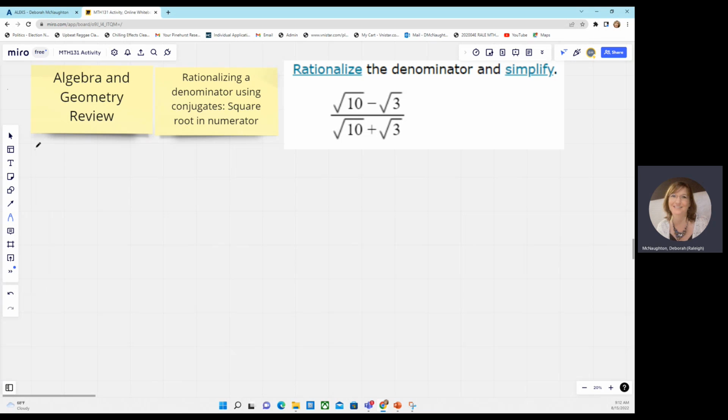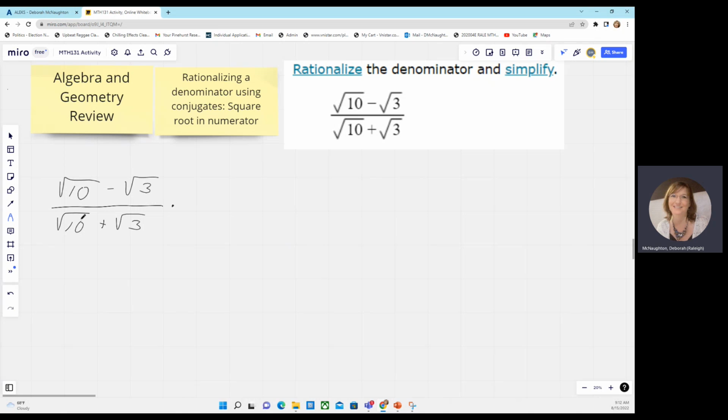So our equation that we need to simplify is the square root of 10 minus the square root of 3 divided by the square root of 10 plus the square root of 3. And the way that we do this is we need to multiply the equation by 1. And what we're going to replace 1 with is the conjugate of the denominator divided by itself.